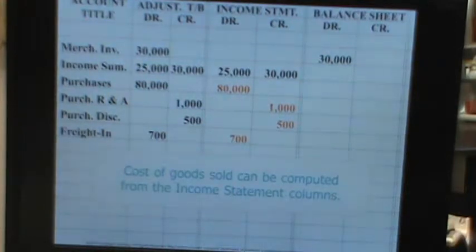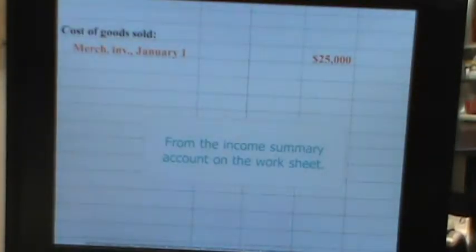Cost of goods sold from last chapter can be computed from the income statement columns. And this is part of our income statement here. You can find your cost of goods sold by taking your beginning inventory. That was our beginning inventory January 1st of $25,000.